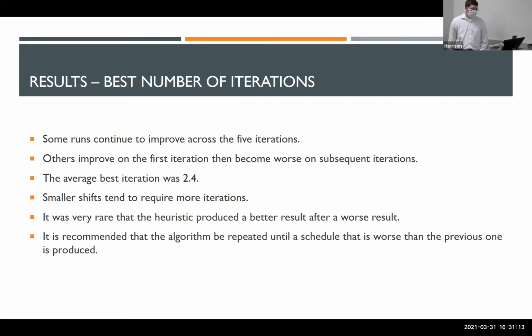It was very rare that after the heuristic produced a worse result, it would then go back and produce a better result. Almost every time, it continued to improve until it couldn't anymore. Thus, for applications of this heuristic, it's recommended that the algorithm be repeated until a schedule that is worse than the previous one is produced. Then the best one can be taken.